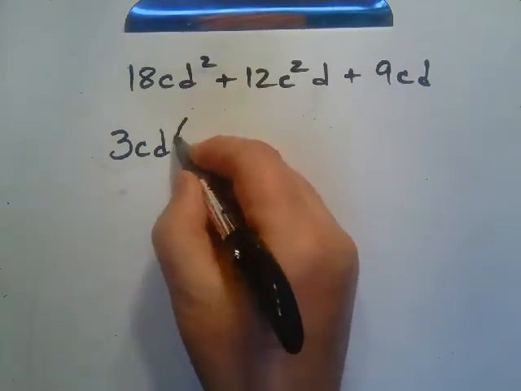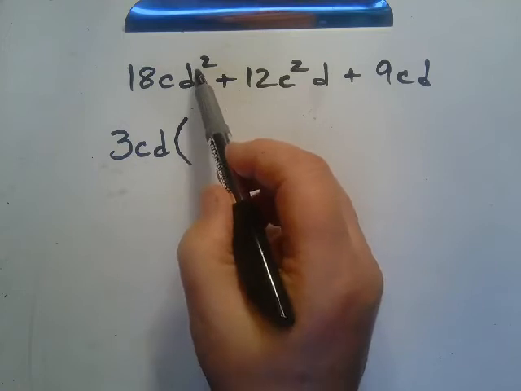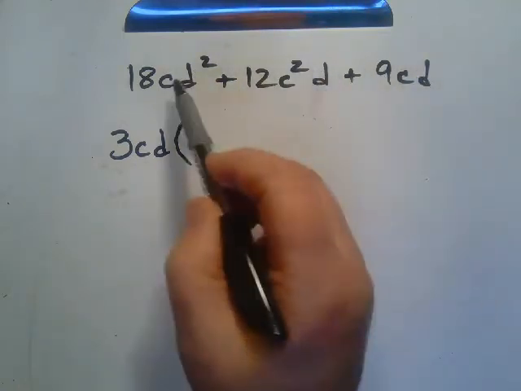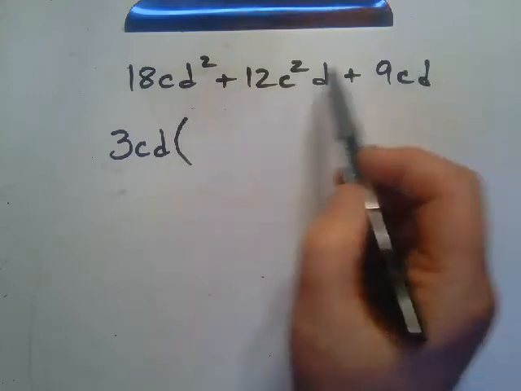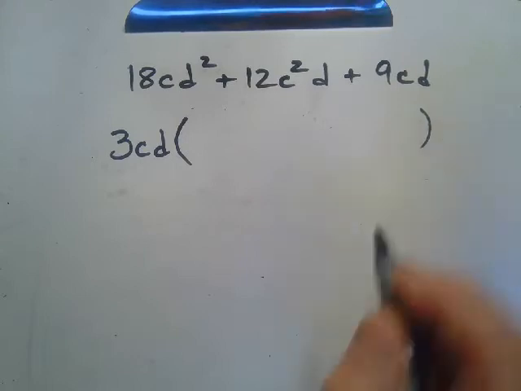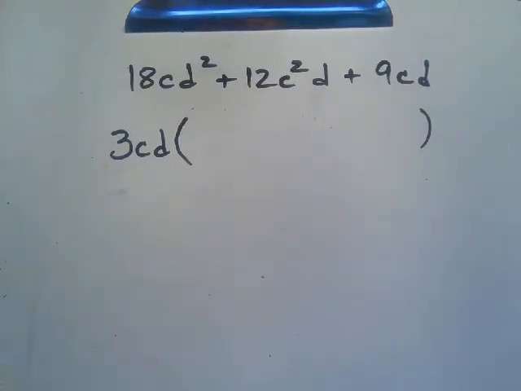And take a good look at that. I can't take out something if it's not common to all of them. So I can't take a D squared out, and I can't take a C squared out. It's got to be common to all of them. So once I figure out what the greatest common factor is, then I just kind of work backwards and undistribute. Figure out, well, what would it be if I divided?